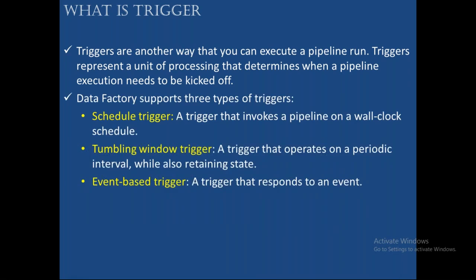So next, there are 3 types of triggers. We already have seen event based trigger and tumbling trigger. Okay, Data Factory supports 3 types of triggers: schedule trigger, tumbling window trigger, event based trigger. Schedule trigger means a trigger that invokes a pipeline on a wall clock schedule. Tumbling window trigger means a trigger that operates on a periodic interval while also retaining state. We also discussed tumbling window, right? So we have seen yesterday periodically by creating multiple windows, how it is executing. These windows you can execute parallelly or serially, okay, in series. Next, we also have seen one more thing, trigger dependency, how you can create the trigger dependency.